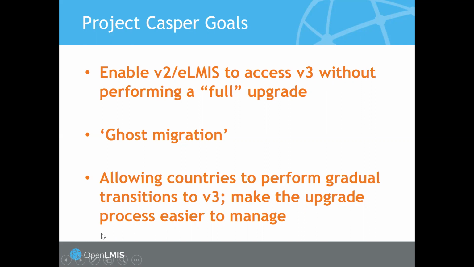And basically enabling this allows countries to perform a gradual transition to version 3 so that both version 2 or ELMIS and version 3 systems would coexist. And it makes the upgrade process easier to manage since you don't have to do it all as a one-time big bang migration. Next slide.